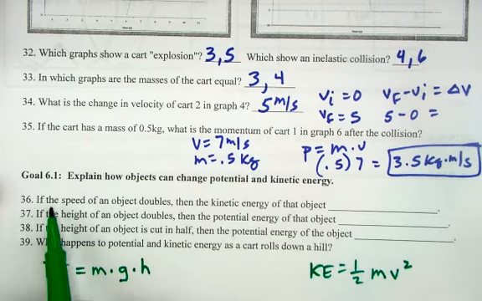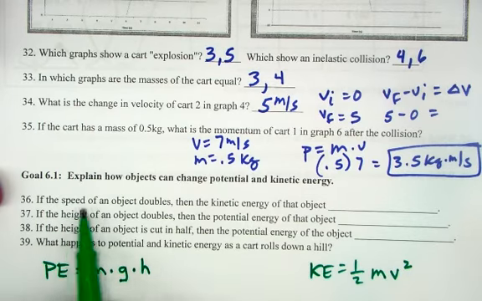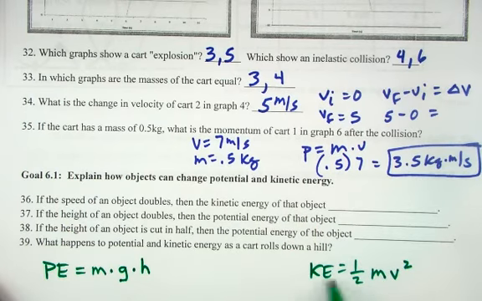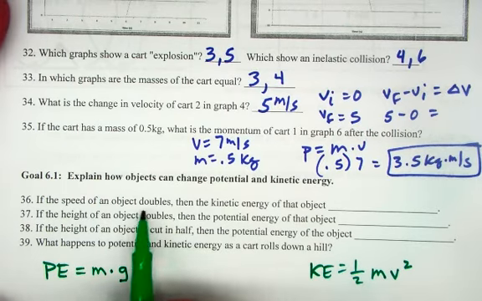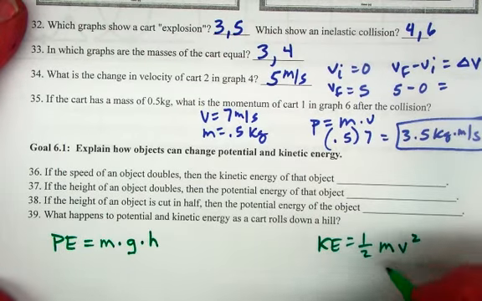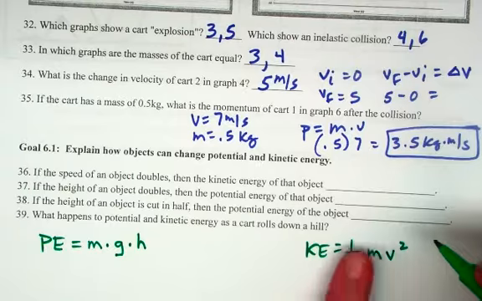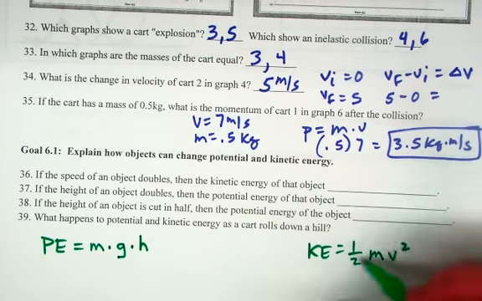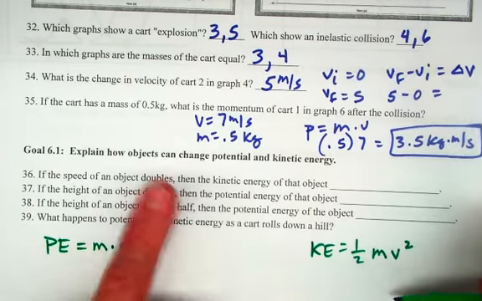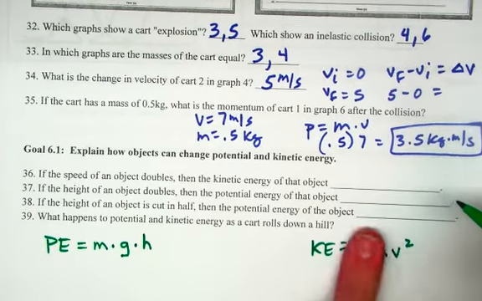So the first question in this section is, if the speed of an object doubles, then the kinetic energy of that object blank. The only equation with speed is the kinetic energy equation, so we're going to need to look at this equation right here. If you double the speed, that means the V is going to get doubled. We can treat everything else the same and ignore the 1/2 and the M, because we're comparing what it was before to after it gets doubled. So we're going to keep this part the same.